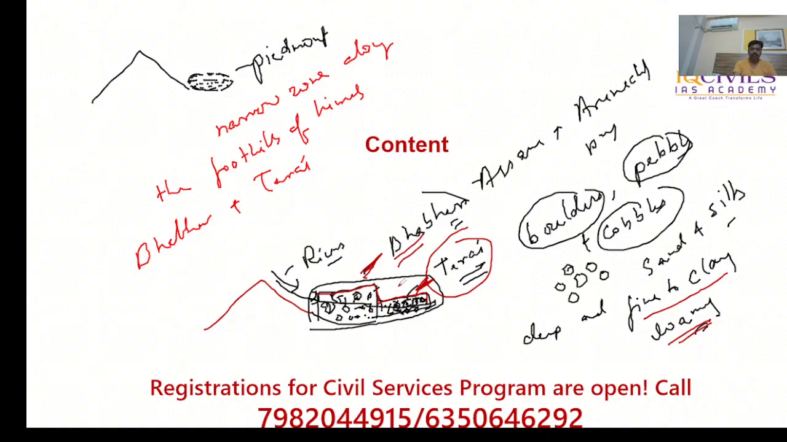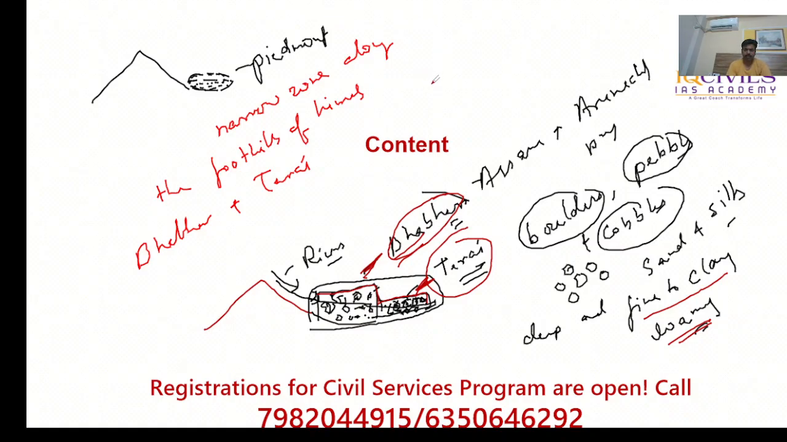Just like that, Tarai soil is also distributed in such a way. Tarai soil is found south of Bhabbar, and I have told you in the same way it is also extending up to Dihang River. Bhabbar is a continuous range. Tarai is discontinuous. It is found in the form of patches.